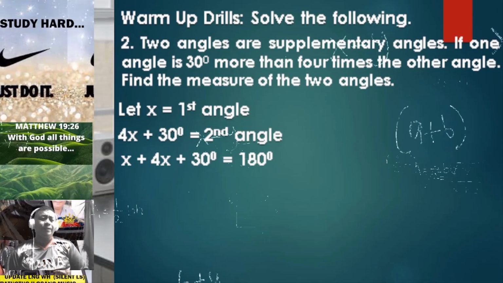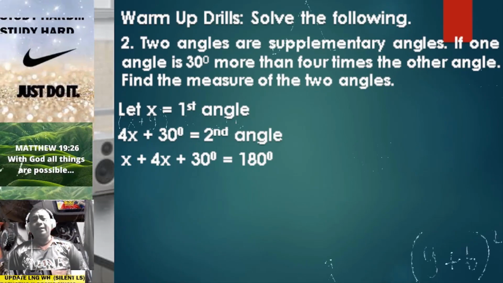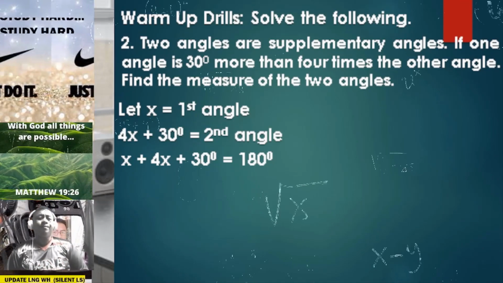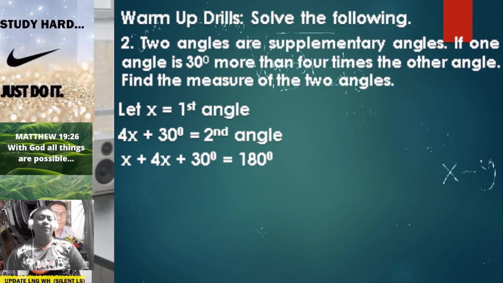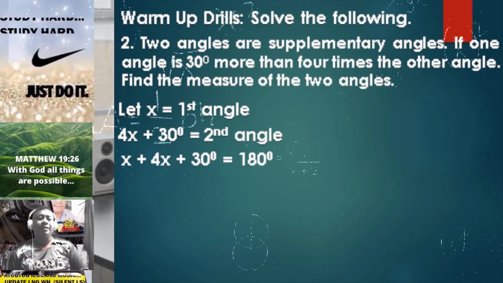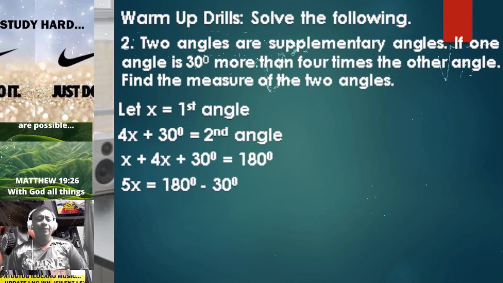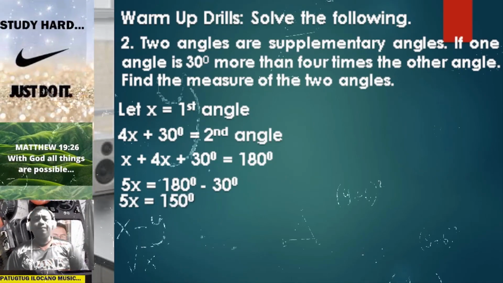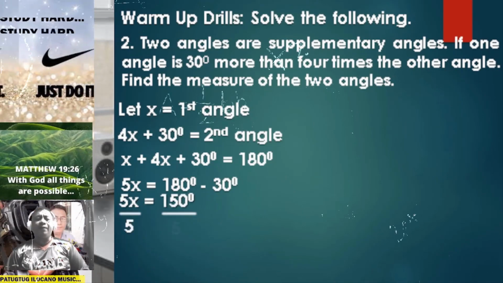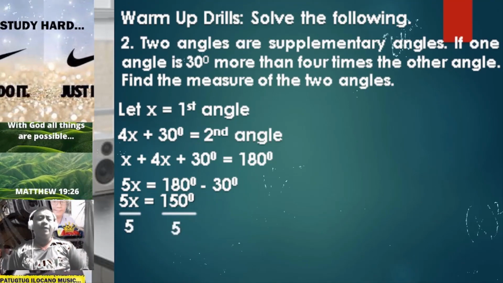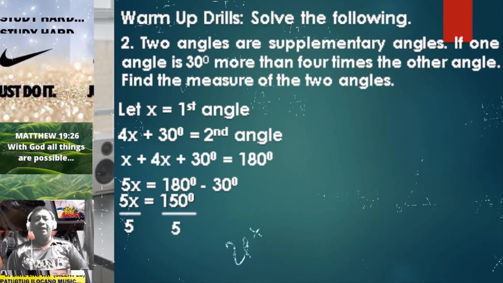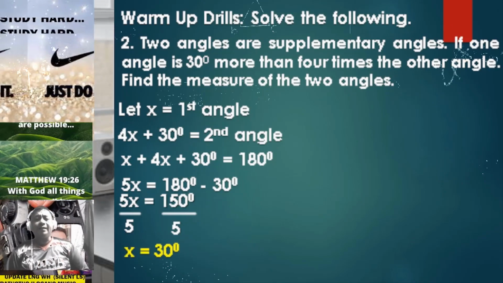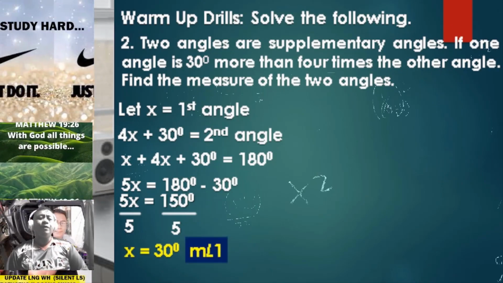x plus 4x plus 30 degrees is equal to 180 degrees. Combining similar terms, x plus 4x is 5x. Subtracting 30 degrees from both sides of the equation, we have 180 degrees minus 30 degrees. Simplifying further, 5x is equal to 150 degrees. Dividing both sides of the equation by 5, we have 5x over 5 is equal to 150 degrees over 5. From here, x is just equal to 30 degrees. This is simply the measure of the first angle.